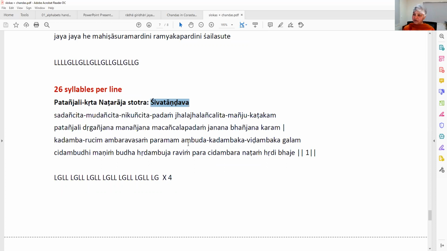Sadanchita mudanchita nikunchita padam jala jalanchalita manjukatakam Patanjali driganjana mananjana machanchala padam janana banjana karam Kadamba ruchimambara vasamparma mambuda kadamba kakvidamba kagalam Chidambudi madimbuda hridambuja kravim Parachidambara natim hridi bhaje.